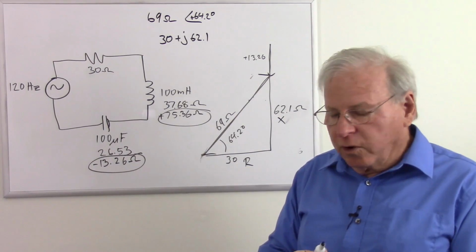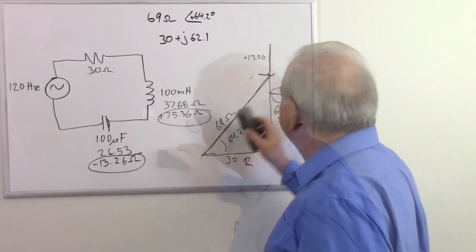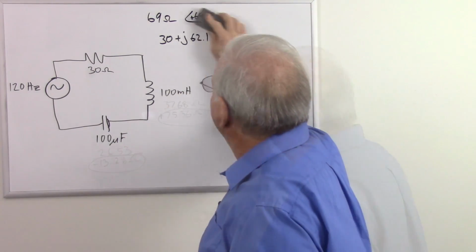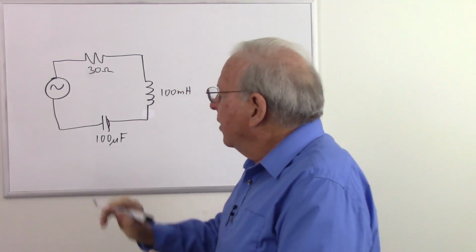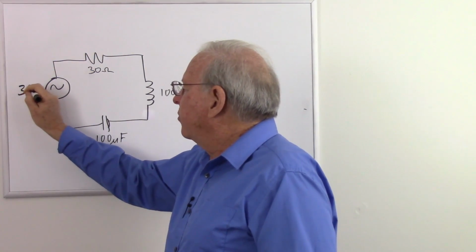Now let's do this one more time, cutting that frequency in half. Get the clutter out of the way, and let's see what happens. So now this is going to be 30 hertz.